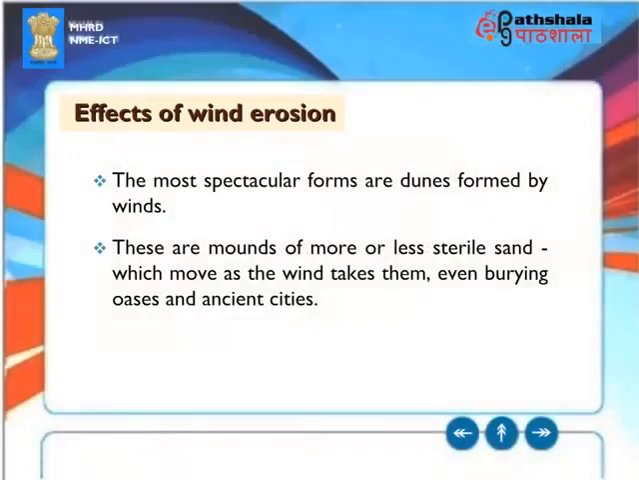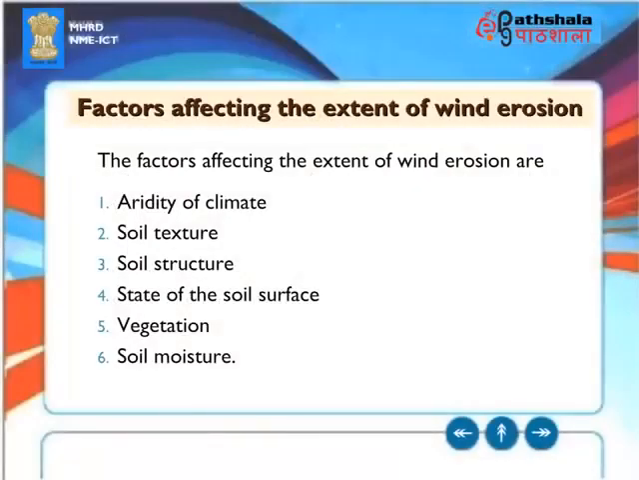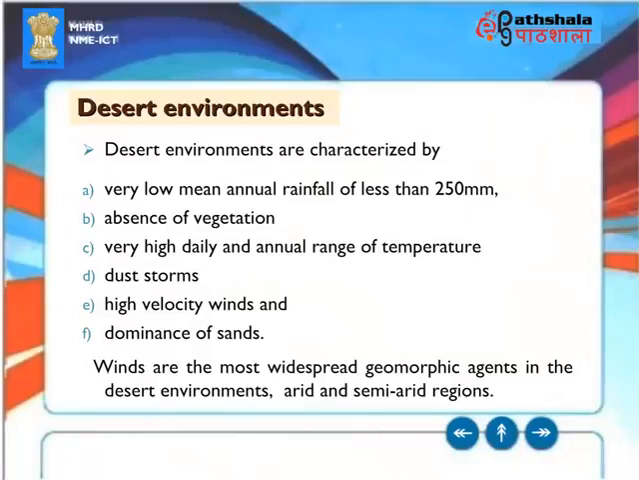The most spectacular forms are dunes formed by winds. These are mounds of more or less sterile sand, which move as the wind takes them, even burying oases and ancient cities. Factors affecting the extent of wind erosion. The factors affecting the extent of wind erosion are aridity of climate, soil texture, soil structure, state of the soil surface, vegetation, and soil moisture.